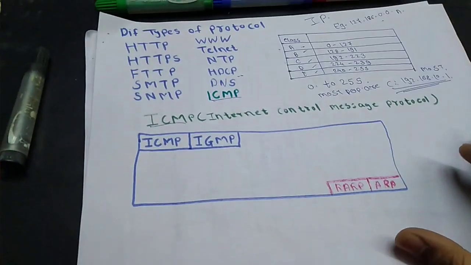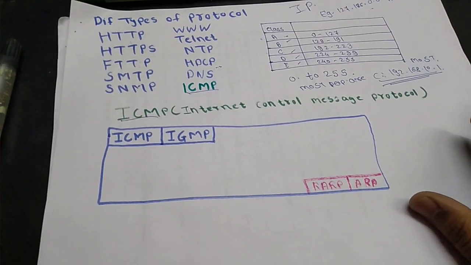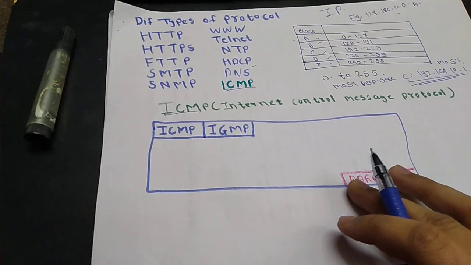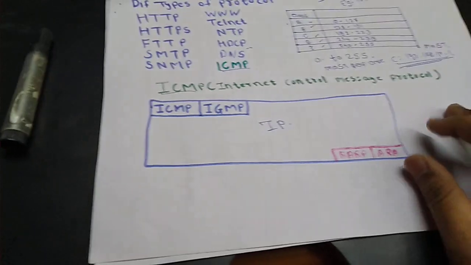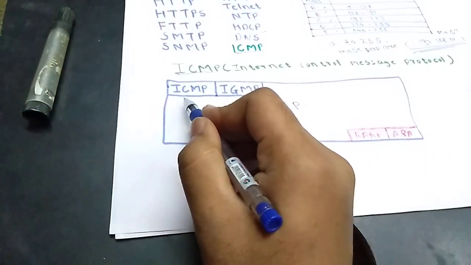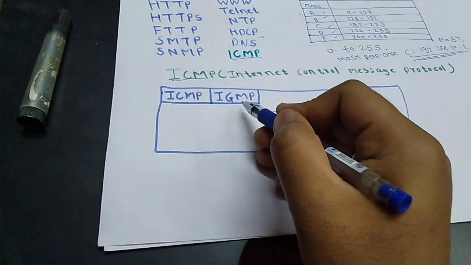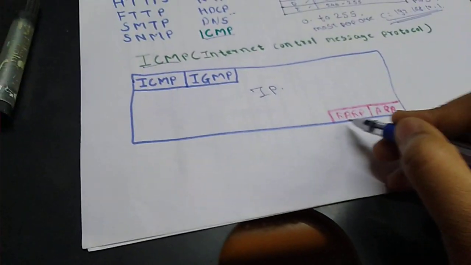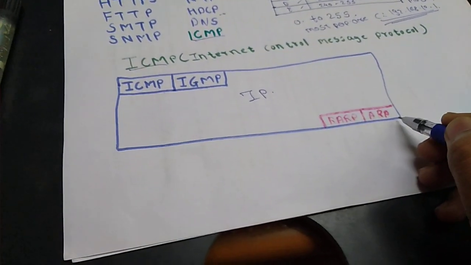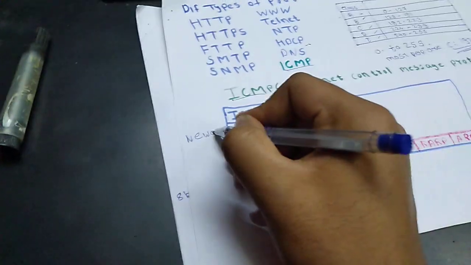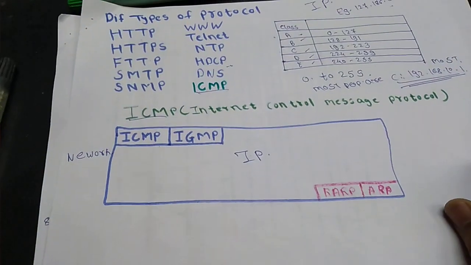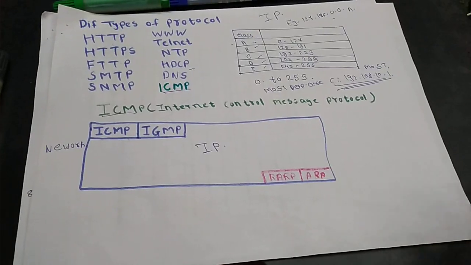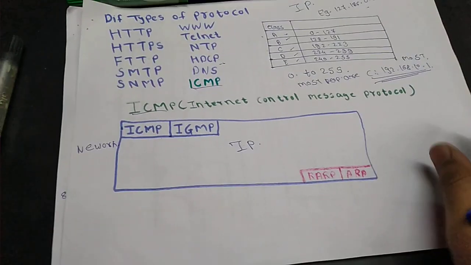ICMP is the Internet Control Message Protocol. It works on the network layer, like IP. In the network layer there are IP, ICMP and IGMP, and also RARP and ARP. They all work on the network layer. Let's move to another page.